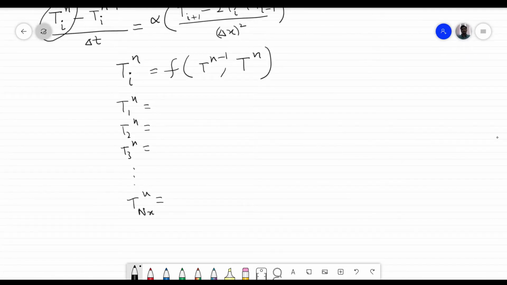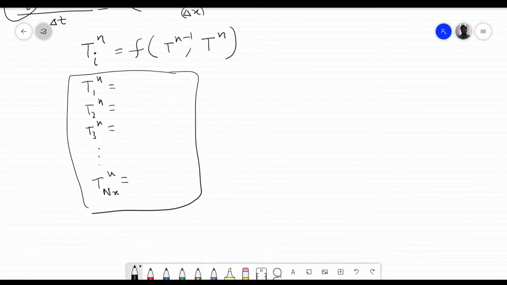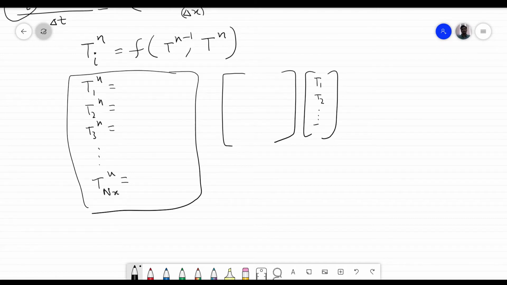Okay, and we have these many unknowns also, nx unknowns and nx equations. So we will have to solve all these equations simultaneously. Now you may know some methods of solving a system of equations. There are matrix methods that you express this as a matrix T1, T2 up to Tnx, and then this will be the coefficient matrix.